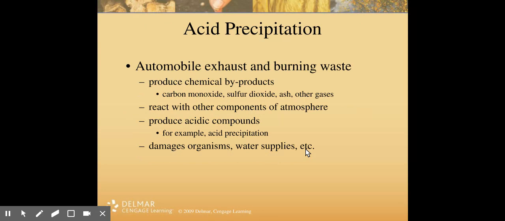Acid precipitation. I don't know why they can't just call it acid rain, whatever. Car exhaust, burning waste, sometimes from factories. Things are going to combine with the air, and anything that's in the air is eventually going to come back down. At some point, it's going to connect with some water vapor and come down as rain. If your rain has acid in it, that's usually a bad thing. Can damage organisms, water supplies. There was like a water tower or something in New York that was being eaten away by the acid rain.